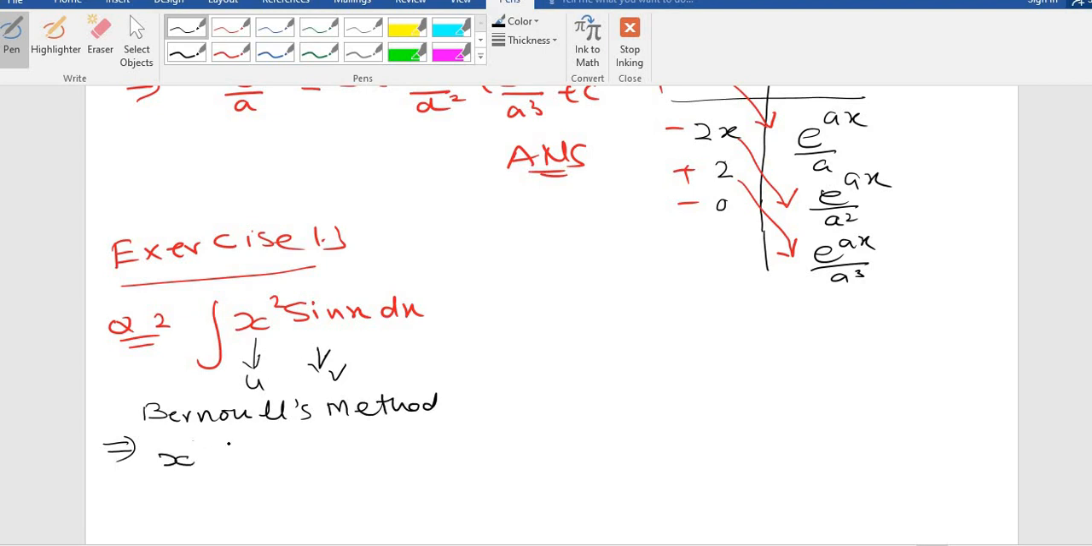u is x square, and the integration of sin x is minus cosine of x. I always remember that one. See that one? I am writing cosine x, the integration of sin x, with a minus because the minus is here. So always keep it in the bracket.